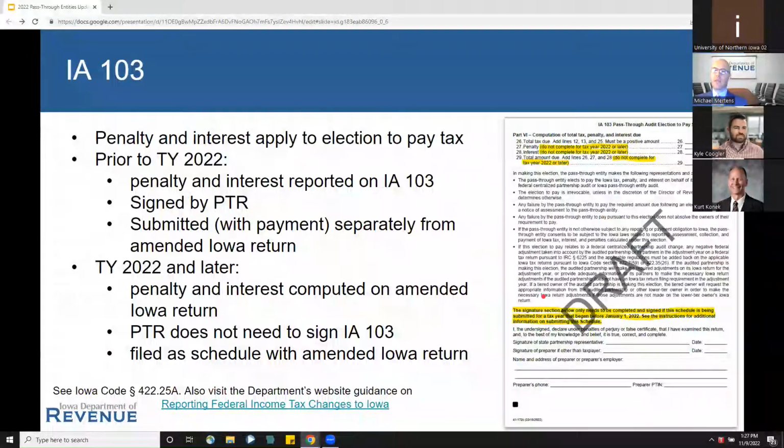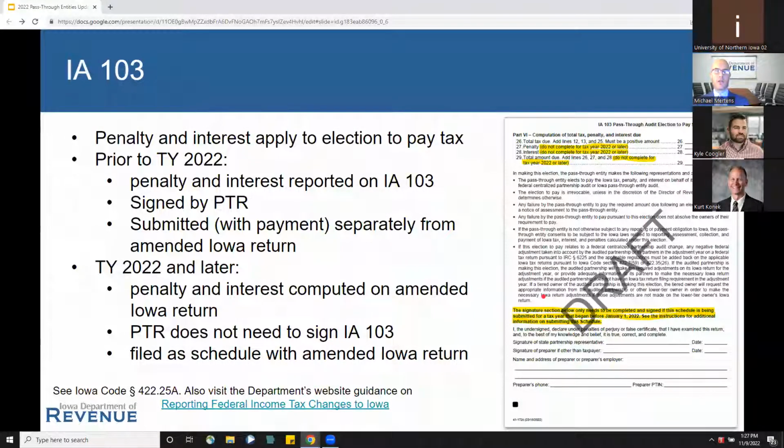If you're submitting this form before tax year 2022, this is actually a process difference that we just changed. If you're going to submit this 103 and make an election to pay before 2022, you would submit the Iowa 103 separately from the amended return. The pass-through representative must sign that 103 and submit it separately from the return. Penalty and interest is calculated right on the 103.